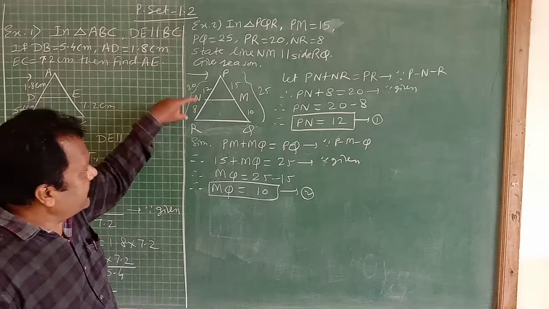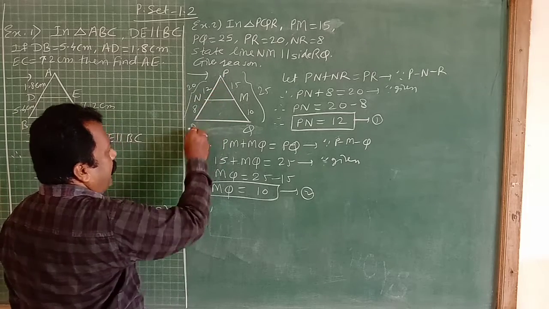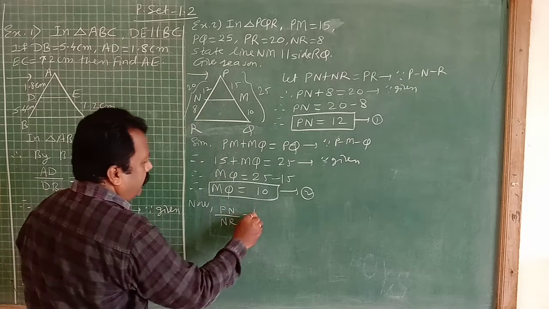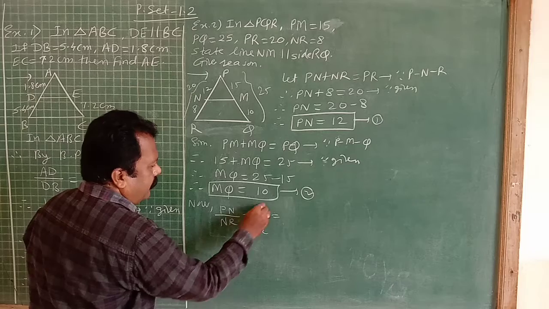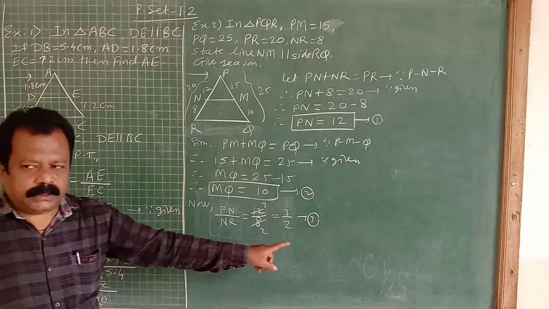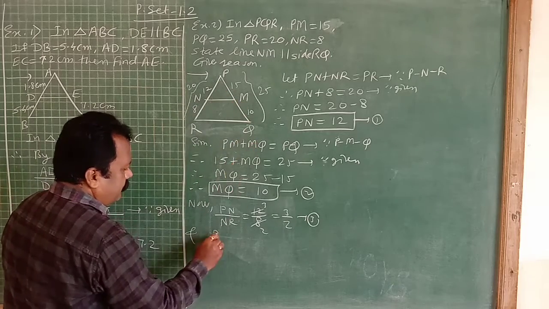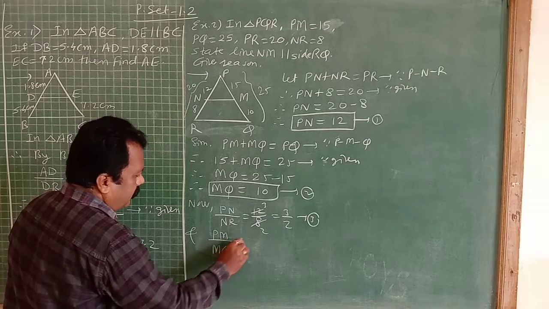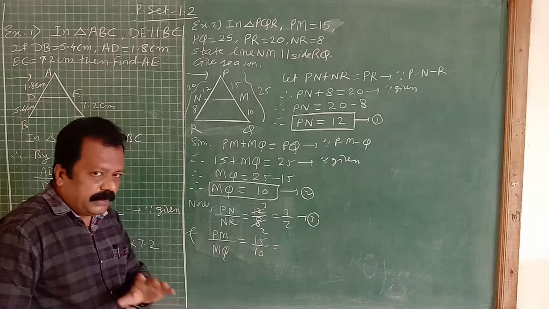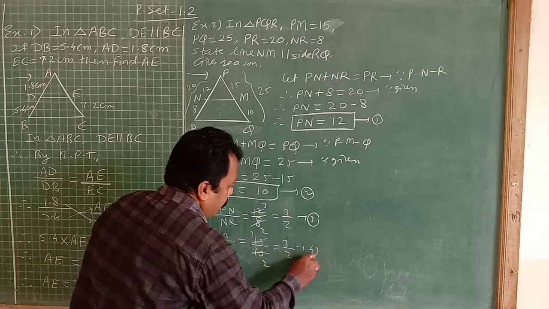Now take the ratios. PN upon NR is equal to 12 upon 8. 4 times 3 is 12, 4 times 2 is 8, so 3 upon 2. This is equation number 3. Means the value of PN upon NR we got is 3 upon 2, and PM upon MQ is 15 upon 10 after substituting. 15 and 10 are in the 5 table. 5 times 2 is 10, 5 times 3 is 15. 3 upon 2 is the answer.